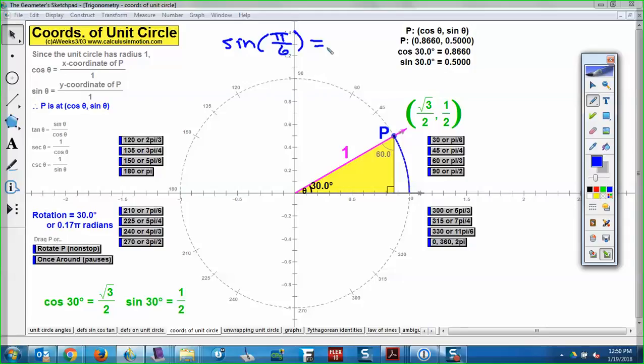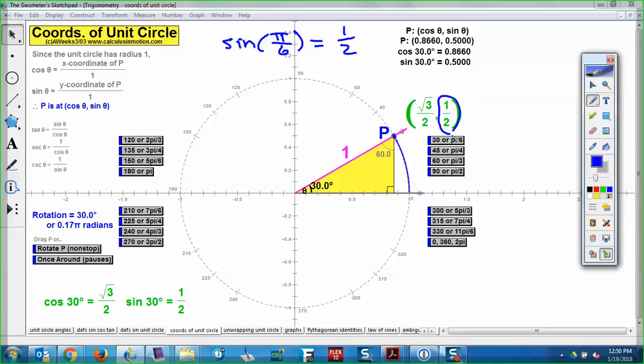Square root of 3 over 2. No, 1/2. Sine of pi/6 is 1/2. Why? Because sine is the y. Sine is the y, cosine is the x. So sine of pi/6 is 1/2.